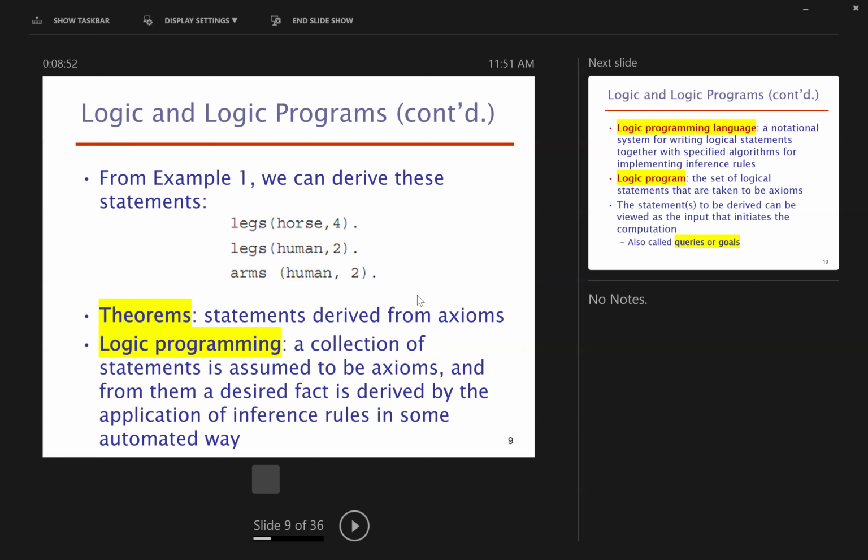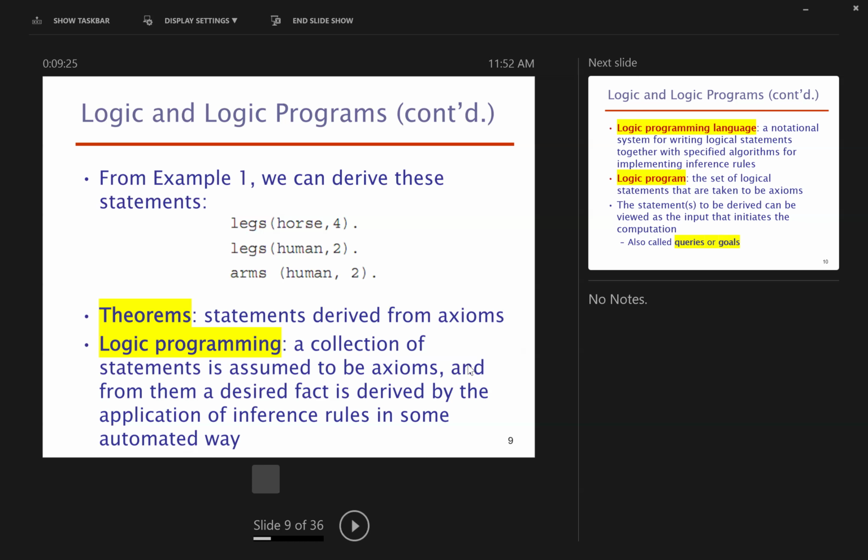So they say a theorem is a statement derived from axioms. Axioms normally, or I'll use the term axiomatic, describe the construct. So here, for example, a collection of statements is assumed to be axioms. That will be basically the construct of the program, in this case, logic. And from them, a desired fact is derived by application of inference rules in some automated way, as we saw in the previous slide.